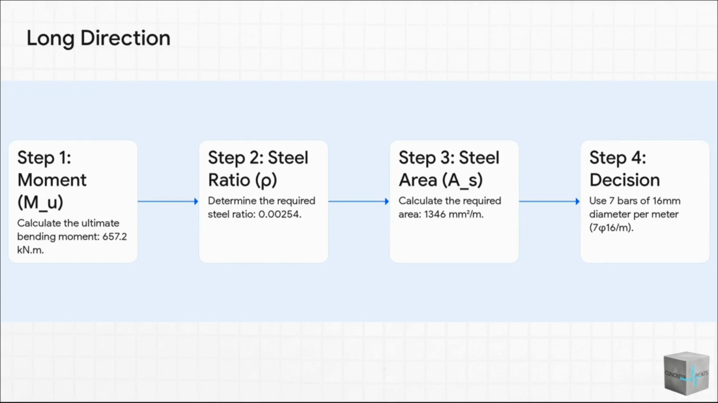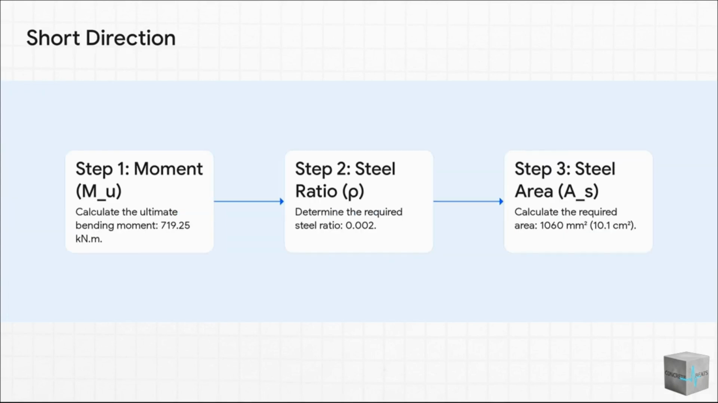We then plug that value into a design formula to solve for something called the steel ratio, which we call rho. It's just the ratio of steel area to concrete area. For us, that's 0.00254. Multiplying that by the cross-section gives us a required steel area of 1346 square millimeters for every meter of the footing's width. The practical solution? We'll use 7 16-millimeter diameter bars per meter.